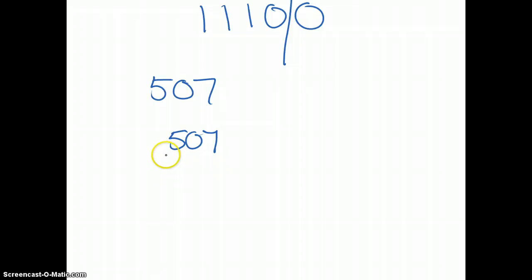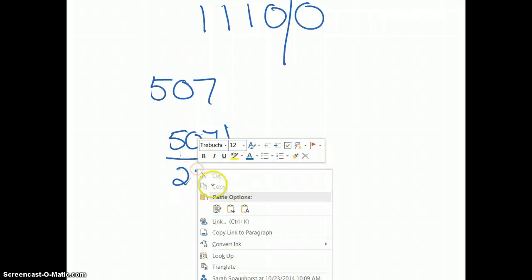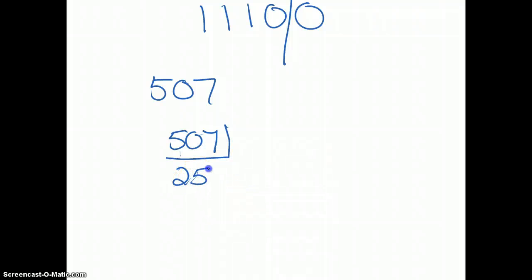So I'm going to make kind of a chart going down. It's going to look like a tree. So 507, and we're going to divide it by 2. 507 divided by 2 is 253 with a remainder of 1. All right, you need to write your remainders out to the side. You divide this by 2. 253 is going to be 126, remainder 1.